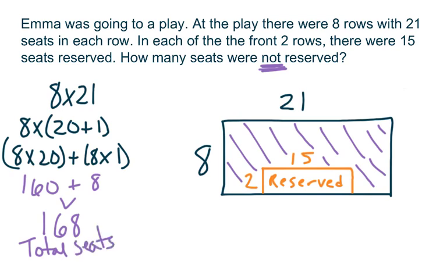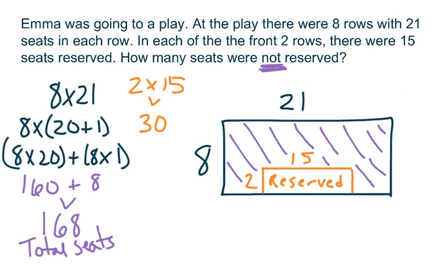Now I need to multiply to figure out what my reserved seats are. So I need to multiply 2 times 15. I don't need to set up an area model or anything for this one. 2 times 15, I already know that's equal to 30. I'm just doubling 15. I could add 15 plus 15 to find that out, or I could use one of the methods that I've learned.